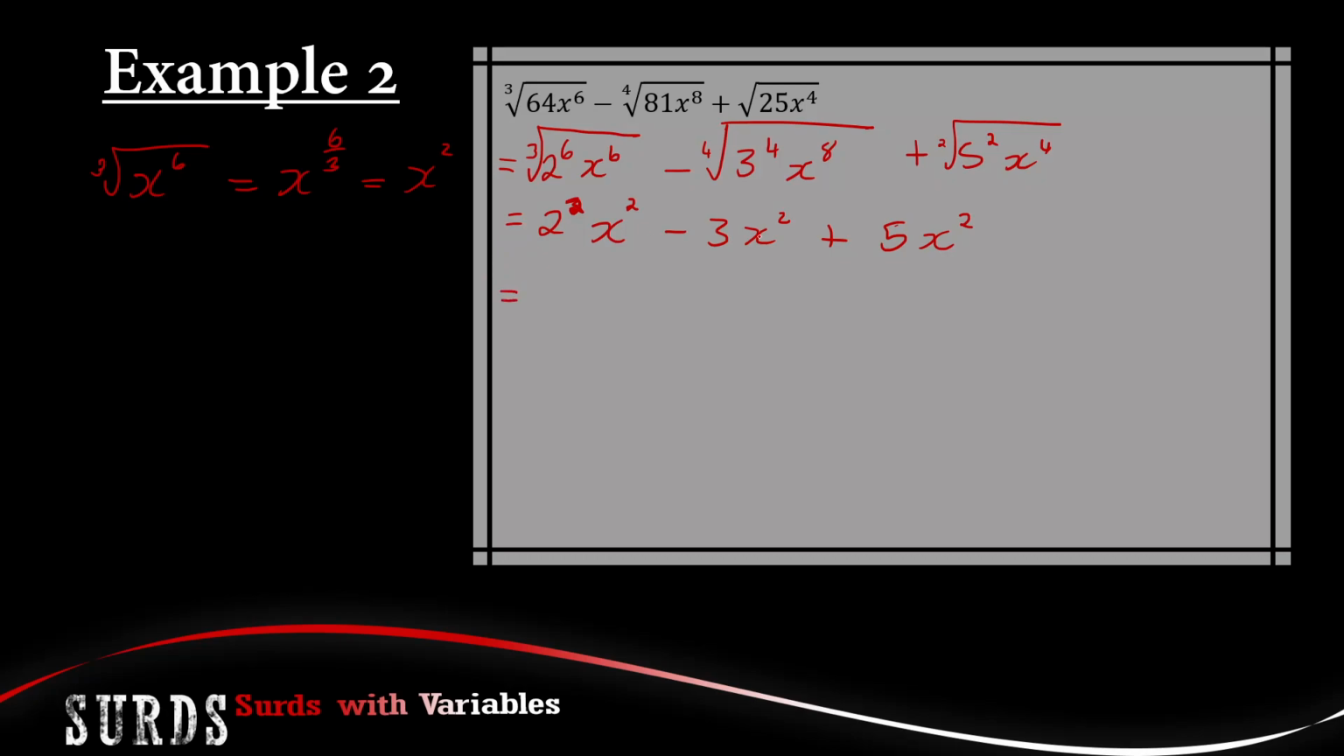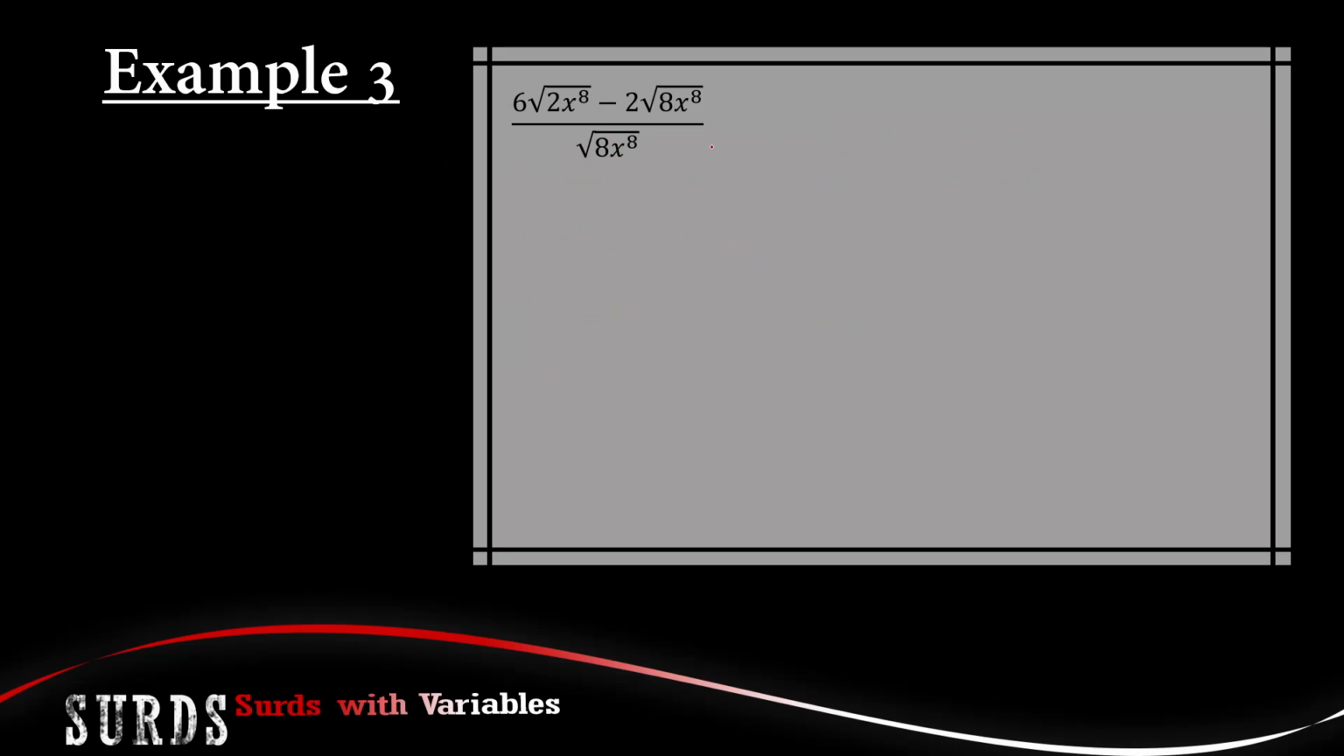Alright, now we have like terms. Actually, this must simplify first. This is 4x squared minus 3x squared plus 5x squared. So 4 minus 3 is 1, plus 5 is 6, 6x squared.